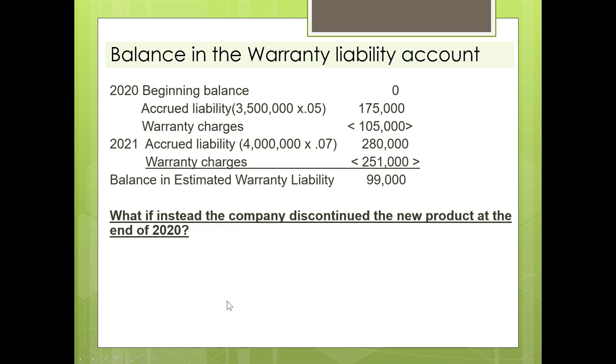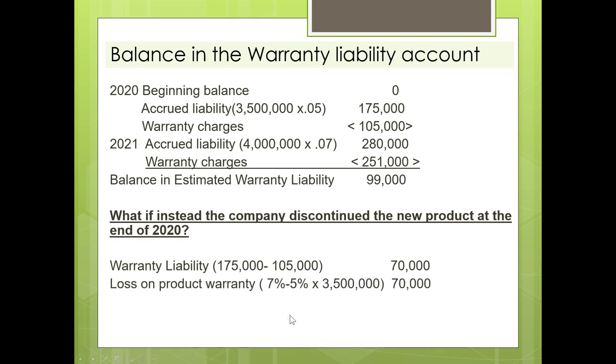What if instead the company discontinued the new product at the end of 2020? Well, we would have to take out the balance of our warranty, assuming we don't have any more warranty. We would have to then book a loss for the balance, which we're estimating at an additional 2% times the sales. And then that would be cash, in reality that would probably be parts and labor, but we just do cash. That just makes it easier.